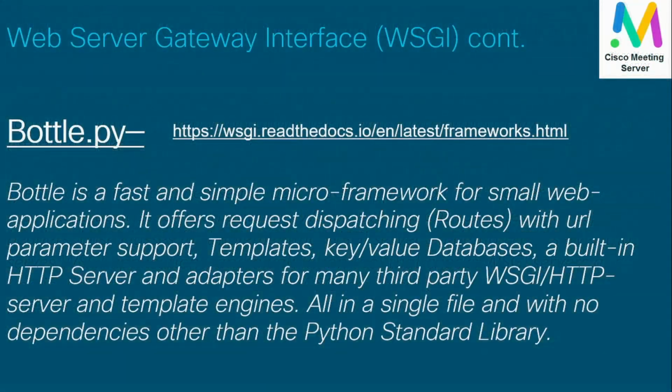In our demonstration, we're going to use a Web Server Gateway Interface, or WSGI, called Bottle. Bottle is a fast and simple micro framework for small web applications. It offers request dispatching, routes with URL parameter support, templates, key/value databases, a built-in HTTP server, and adapters for many third-party WSGI/HTTP server and template engines, all in a single file and with no dependencies other than Python standard libraries.